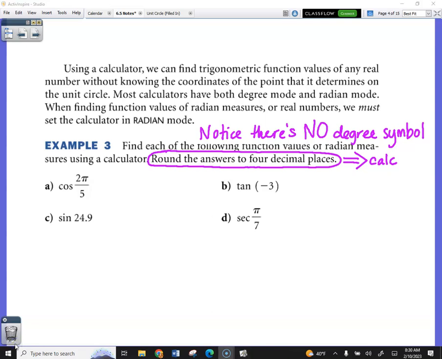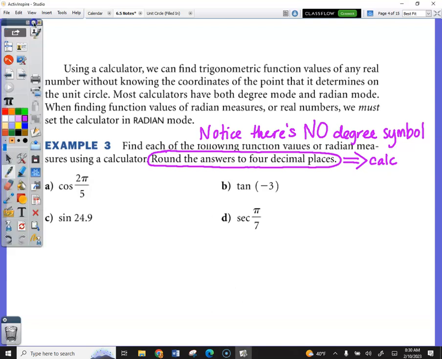So because these are radian measures, not degree measures, you do need to make sure that your calculator is in radian mode and you are literally typing it in. It's just, hey, do you know how to type this in? You don't have to find coterminal angles. You don't have to find reference angles. It's one of those where you should get this right.